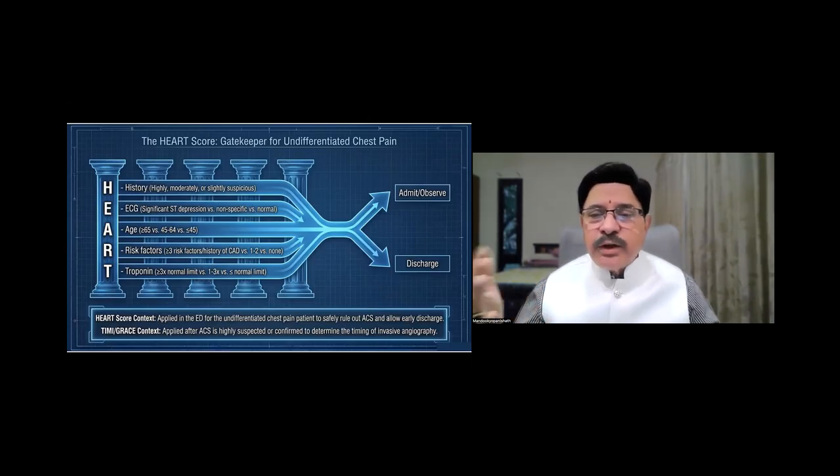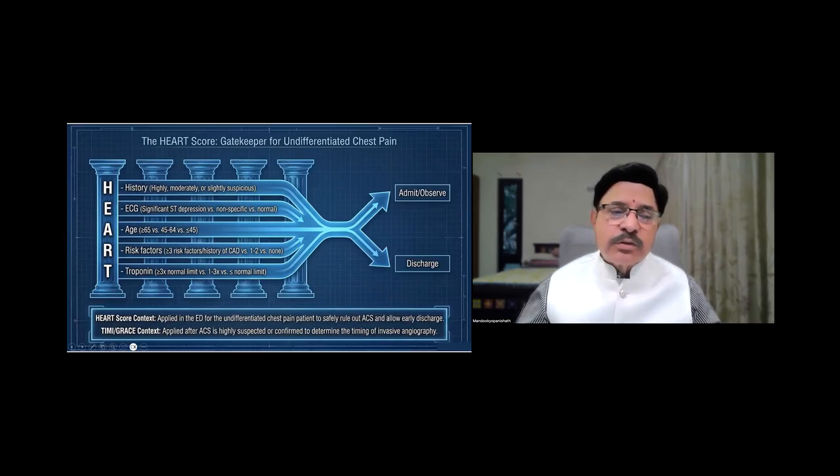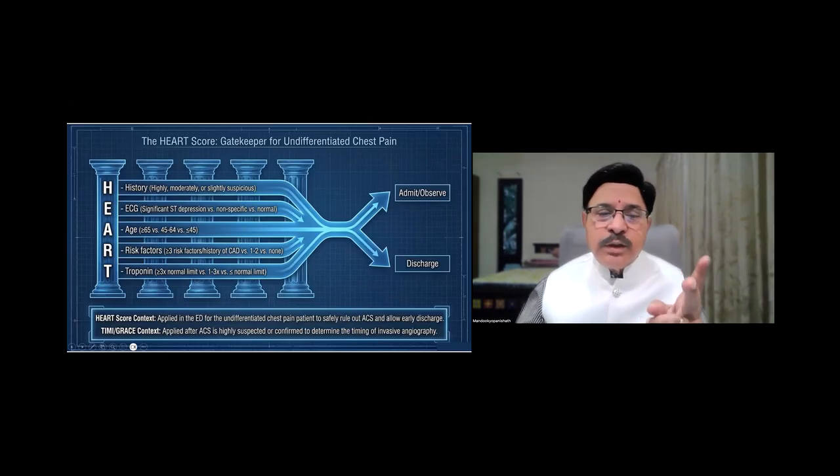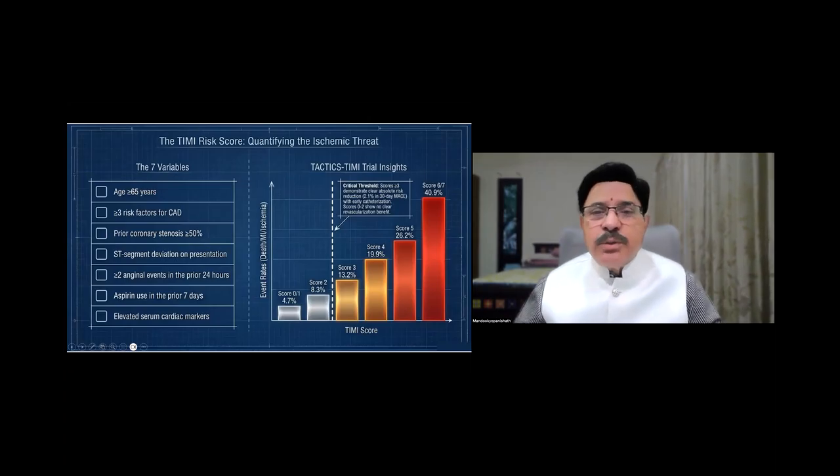Somebody between 4 and 7, he should be admitted and observed. 7 and above, they must be evaluated and given the benefit of revascularization. This is first; you apply the HEART score, then two more, the TIMI score and GRACE score. I'll show you. What is the TIMI score?